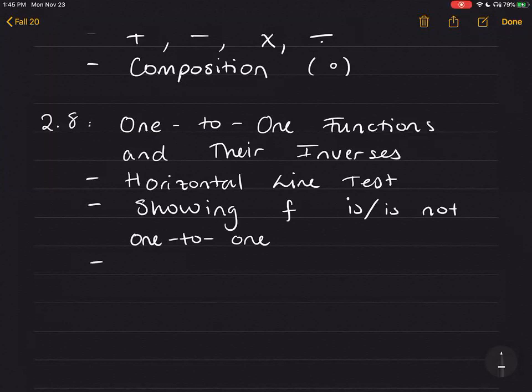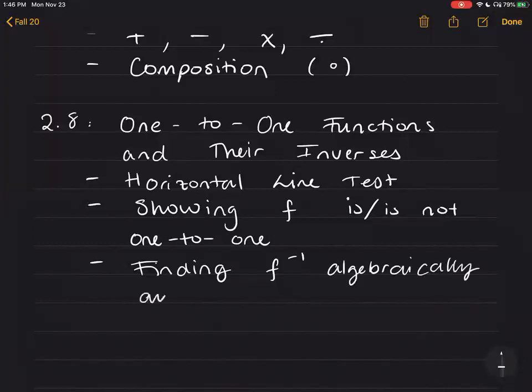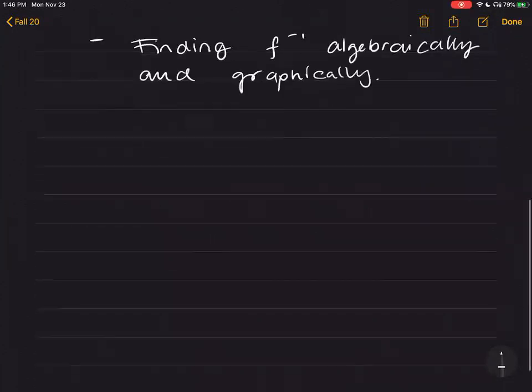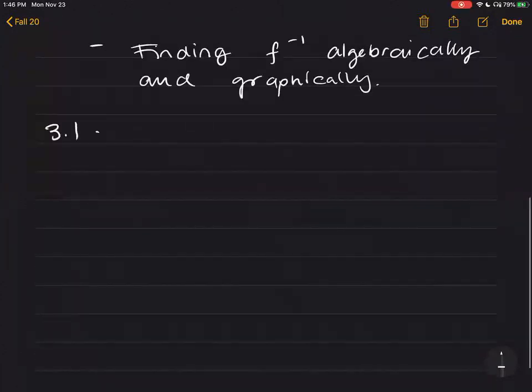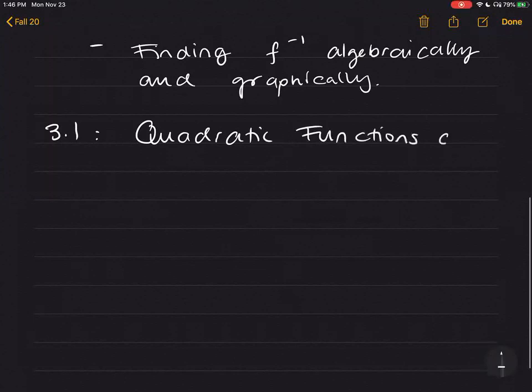And then we also talked about finding, in the case that f is one-to-one, the inverse of f. We did it both algebraically and graphically, so we did it both ways. All right, and then we switched over to chapter 3. And 3.1 was on quadratic functions and models.